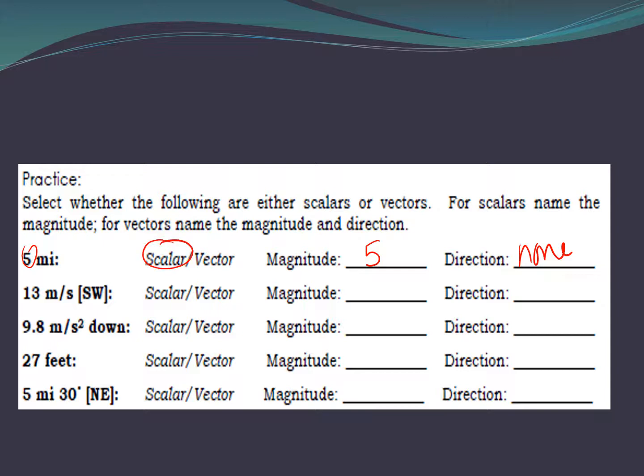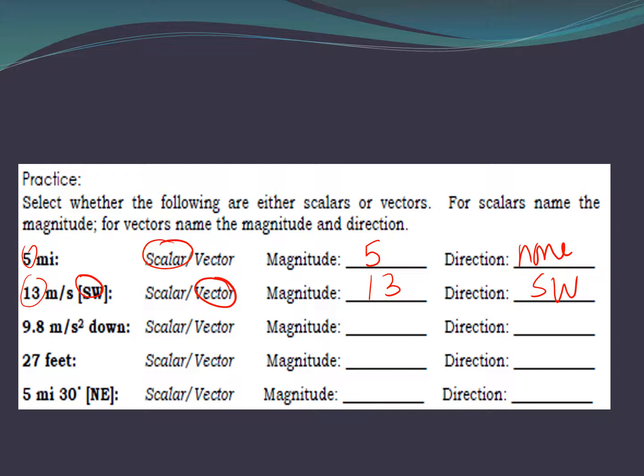Okay, let's try one more. 13 meters per second southwest. So I have a magnitude of 13, a value, and I have a direction, southwest. So if I have magnitude and direction, that is going to be a vector quantity. You can pause this video and see if you can do the rest of the problems by yourself, and then you can check.